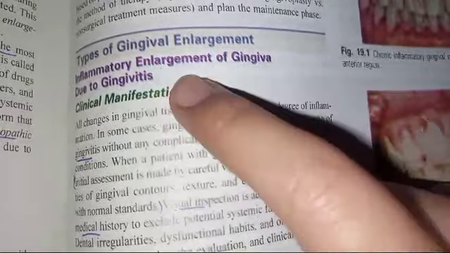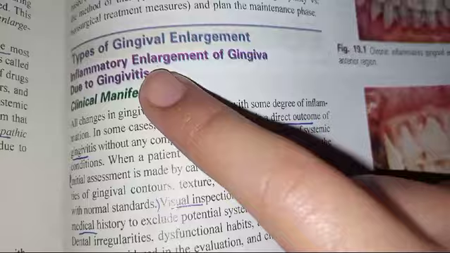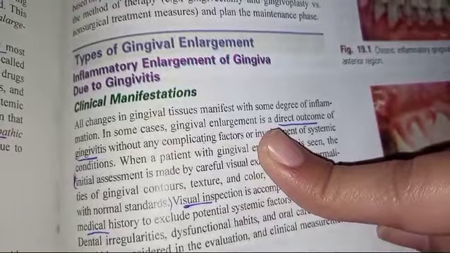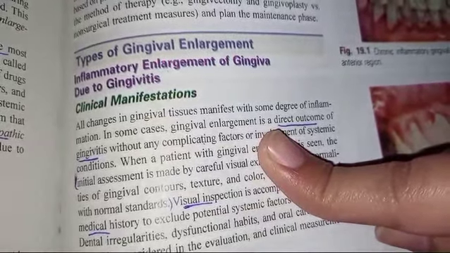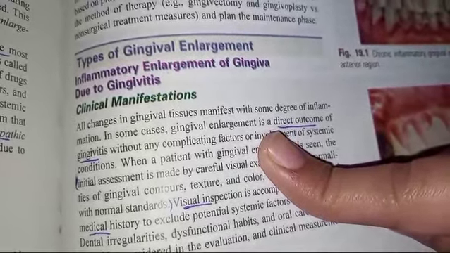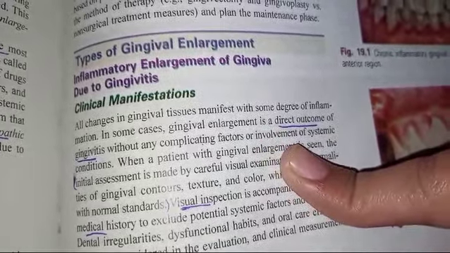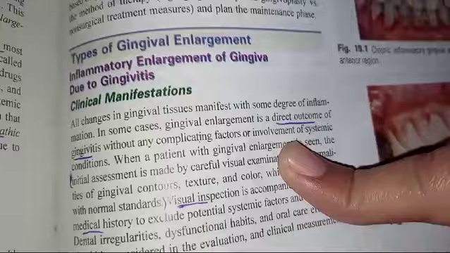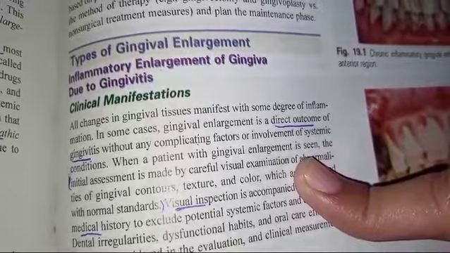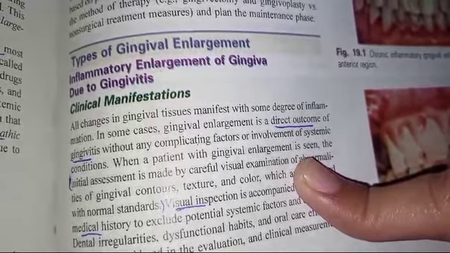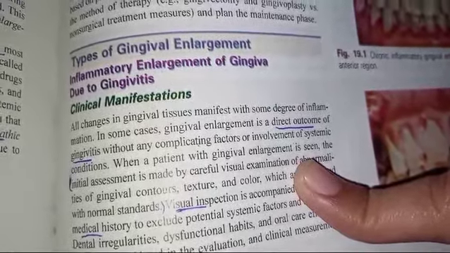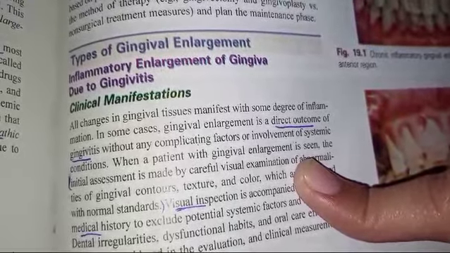When the gingiva is inflamed or basically enlarged due to gingivitis. Clinical manifestations. Okay, so basically they are saying that all the changes that occur in the gingival tissue, some degree of inflammation is involved in that case. It might be a direct outcome of the gingivitis. Might be the patient has gingivitis, so there is enlargement of gingiva. And with or without any complicating factors or involvement of systemic conditions, they are saying that there is no involvement of any complication or any systemic conditions. It is just a direct outcome of gingivitis that the patient has.